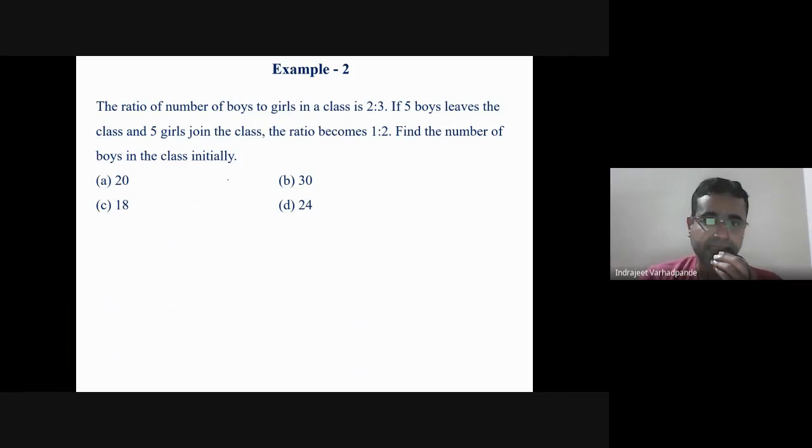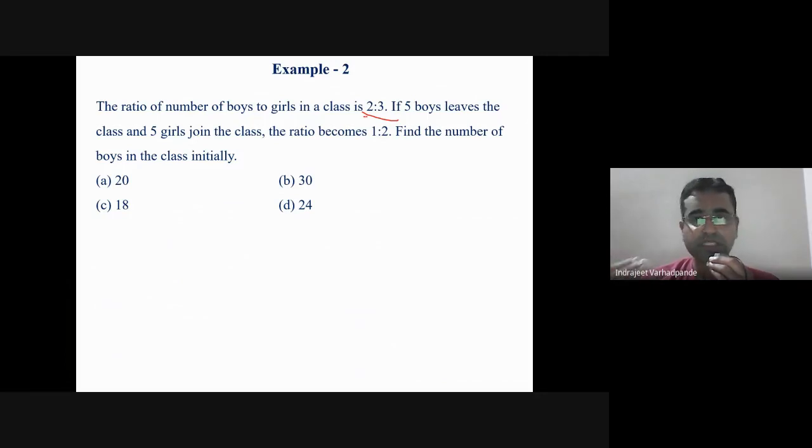Second example: the ratio of the number of boys to girls in a class is 2 is to 3. Yesterday, in the previous lecture, we saw that 2 is to 3 is the ratio, right? That doesn't mean the value of boys is 2 and the value of girls is 3. It will be when the multiplying factor is 1, but this can be 4 is to 6. That is also again reduced to the ratio 2 is to 3.